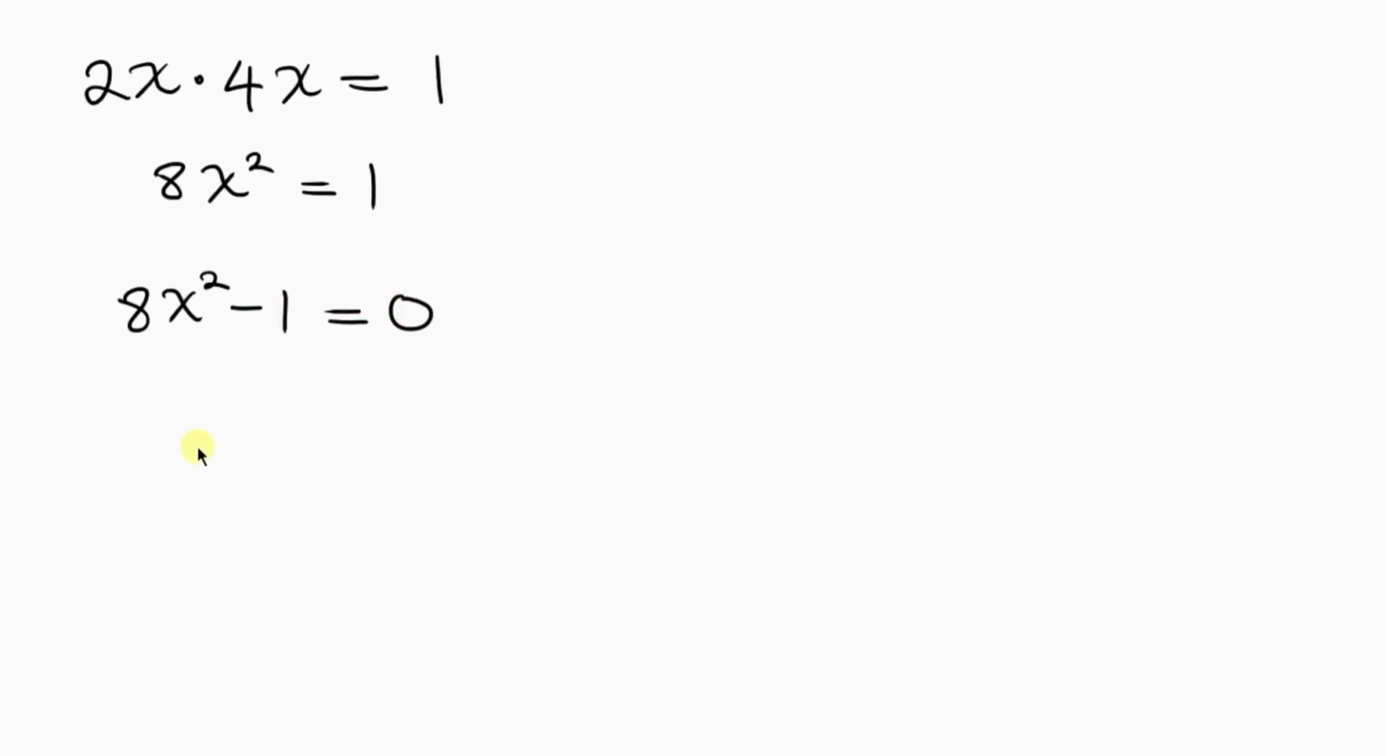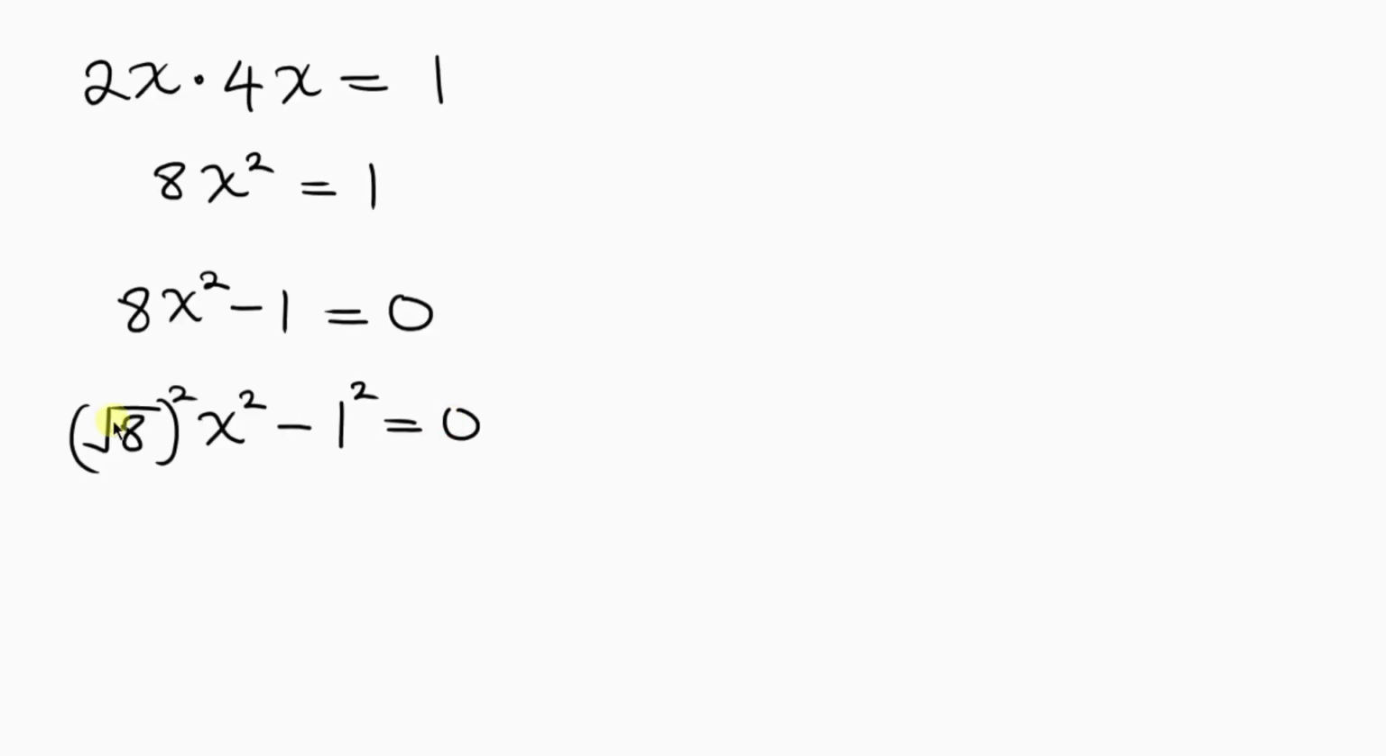Very good. Now, I want to achieve the difference of 2 squares. And in order for that to be possible, that means I'm going to be writing 8 as a square. And how can that be possible? 8 is the same as the square root of 8 all squared. Very good. So I have been able to write 8 as a square. Now times x squared. So we have x squared minus 1, which is the same as 1 squared. And this is equal to 0.